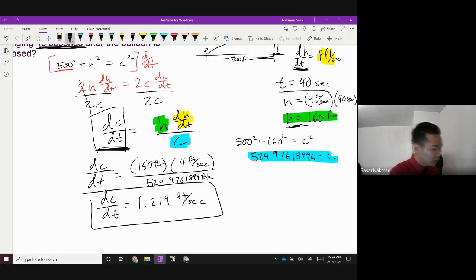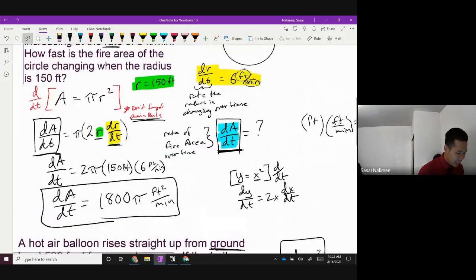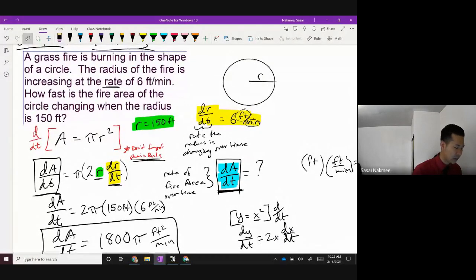Earlier, we found out that the area, dA/dt, was 1800 pi feet squared per minute. That means at this particular time, when the radius was 150 feet wide, the radius was 150 feet wide.